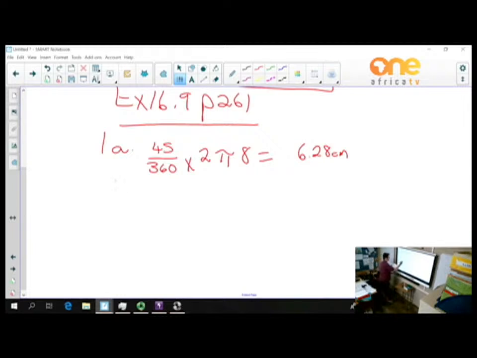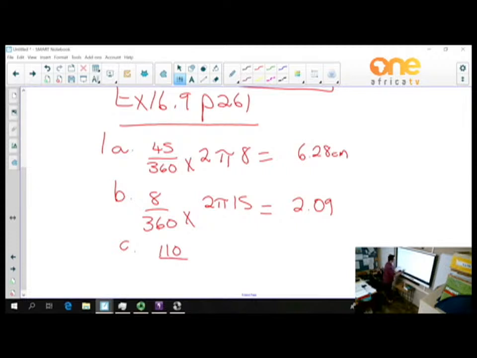So what did you get now, Jean-Pierre? 8 out of 360 times 2πr. In this case, it's radius. What do you get? You can even give your answer in terms of π. We can do that as well. Right, yeah. Then number C. So 110, some calculators give it like that. They just give it in terms of that. 360 of 2π, and the radius is 6 this time.